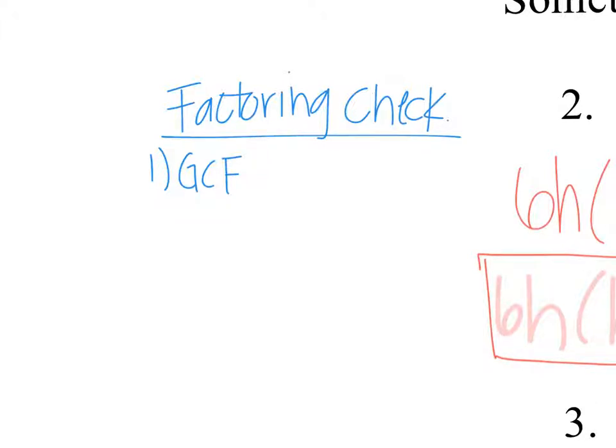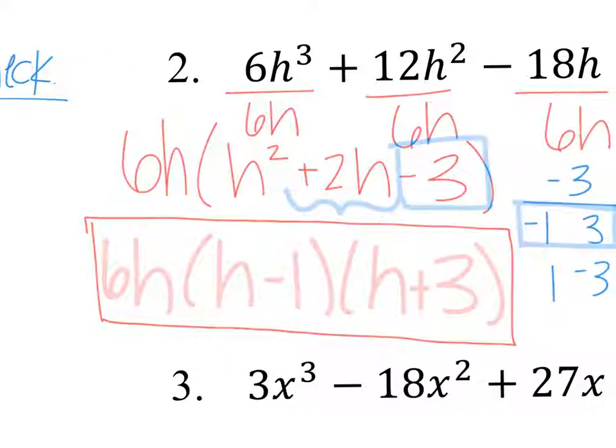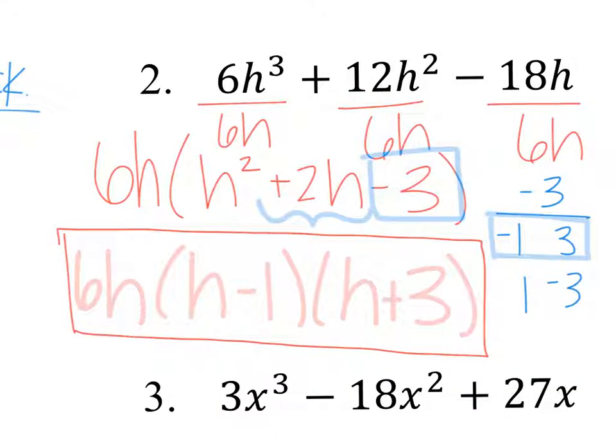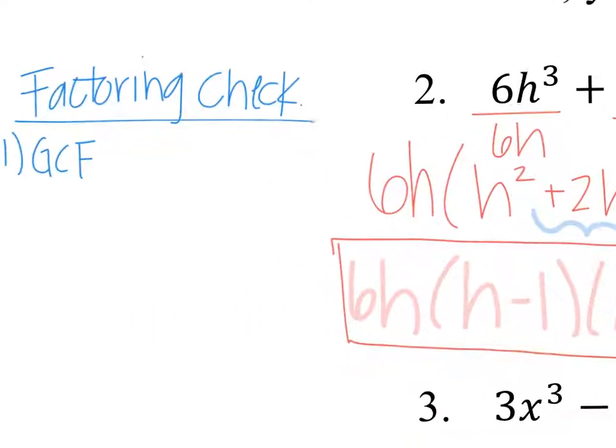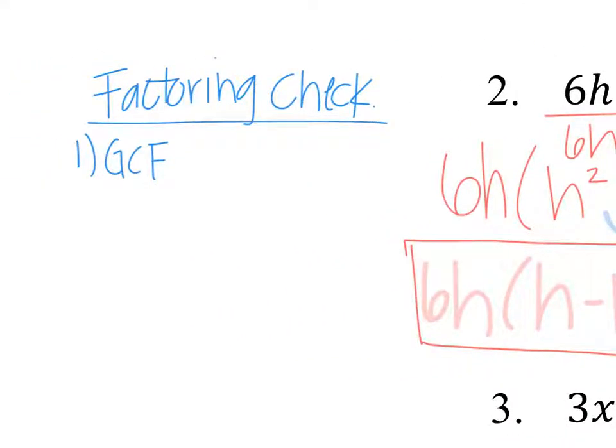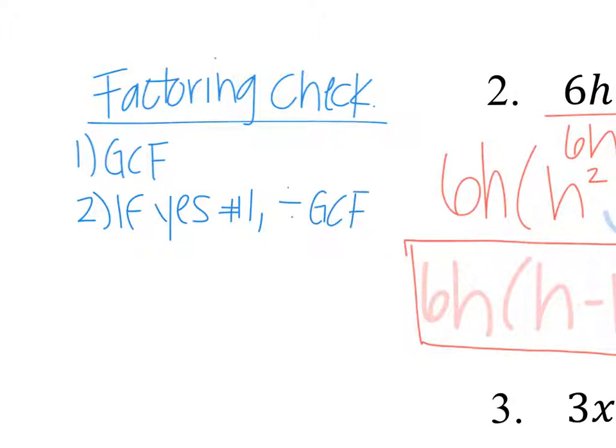You're close. There's a step before that. So let's look at what we did. So I figured out my GCF, right? And then what did I do up here? Good, I need to divide by that GCF. Good. So 2, if yes to number 1, divide by GCF. Okay?